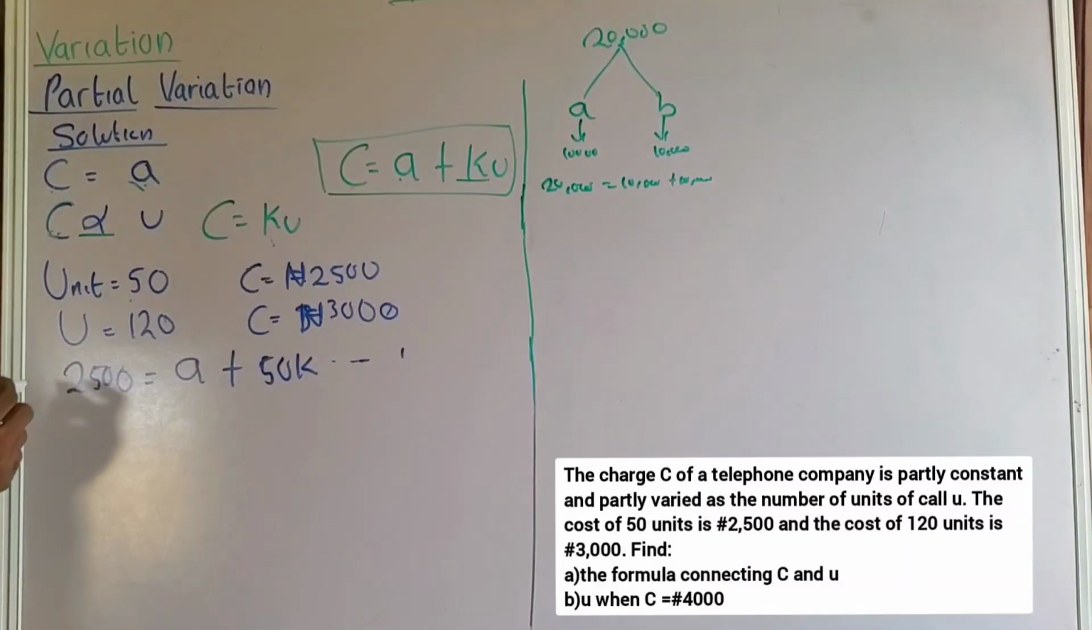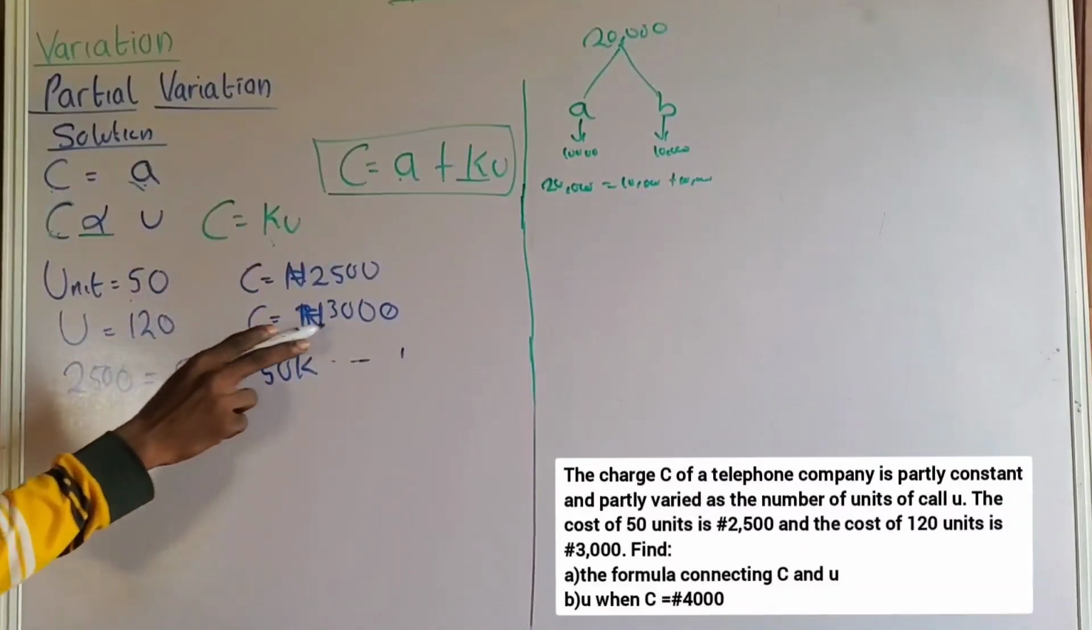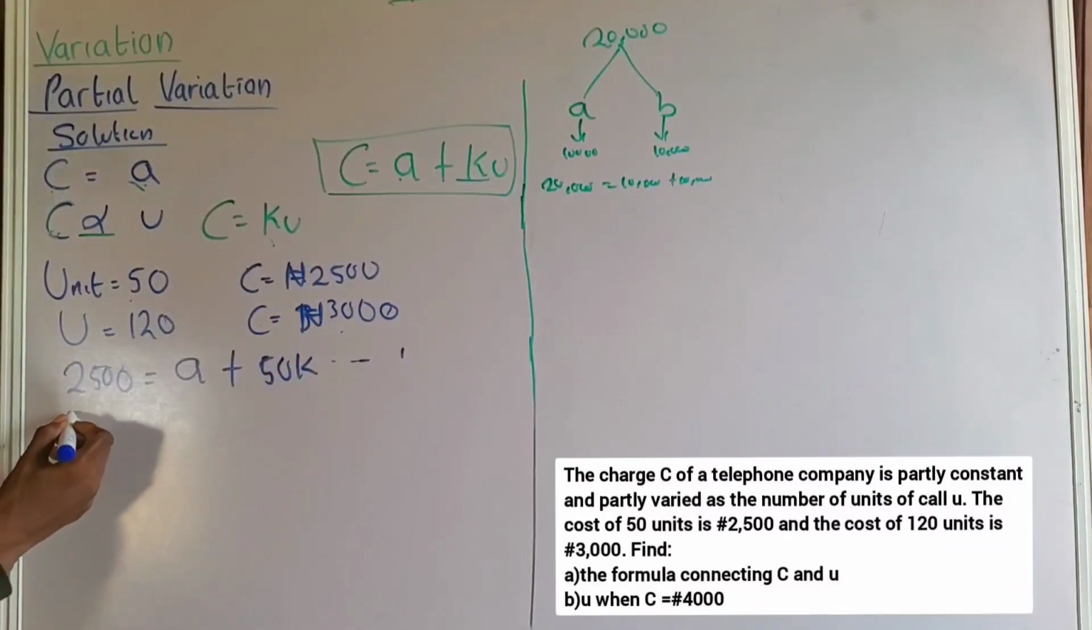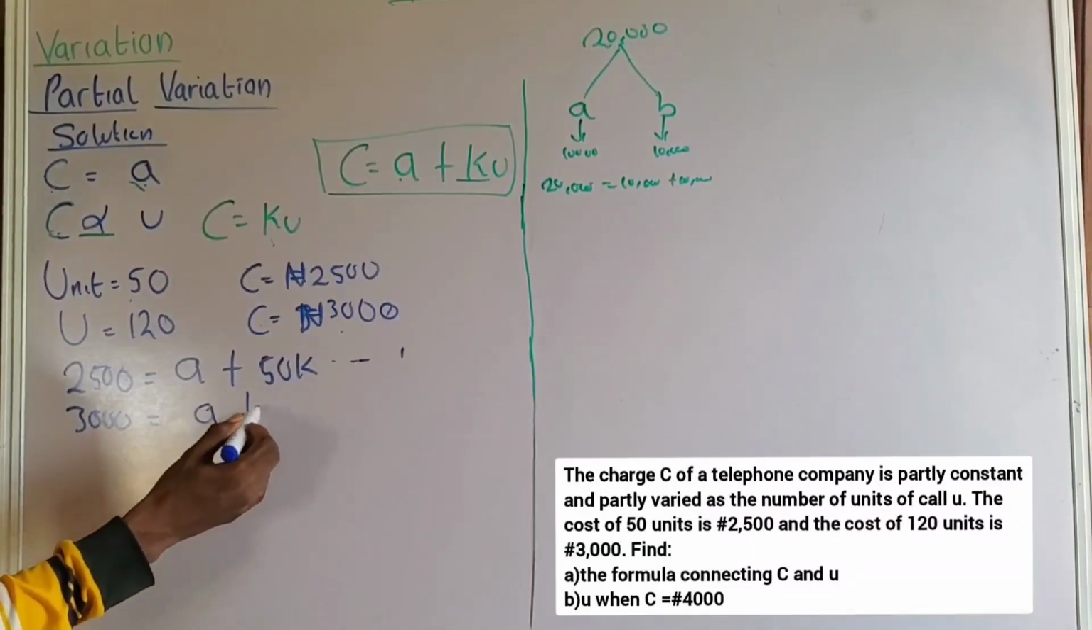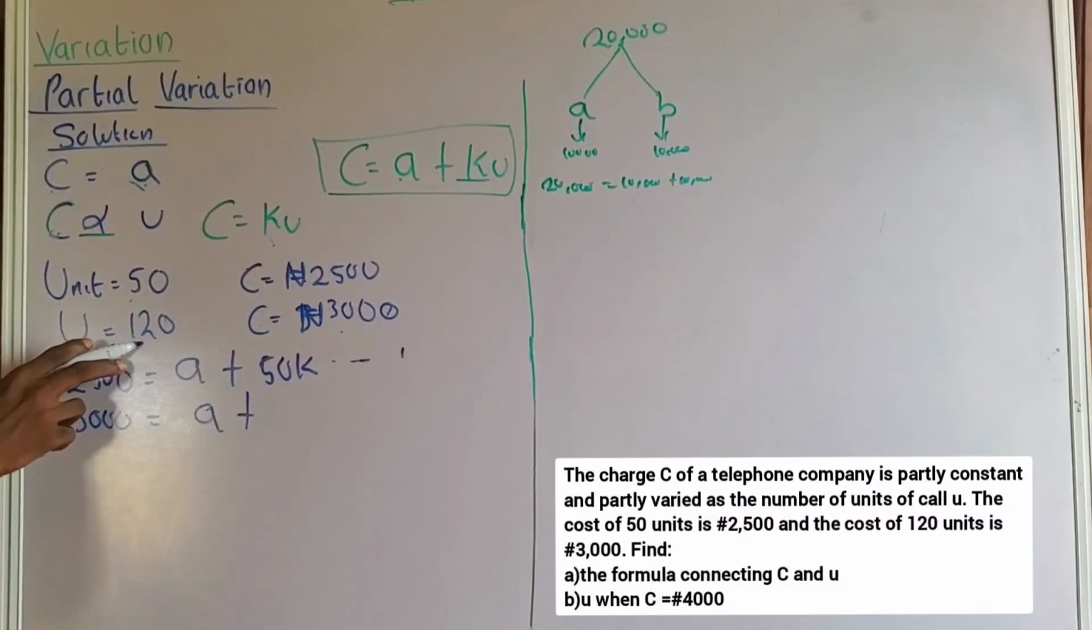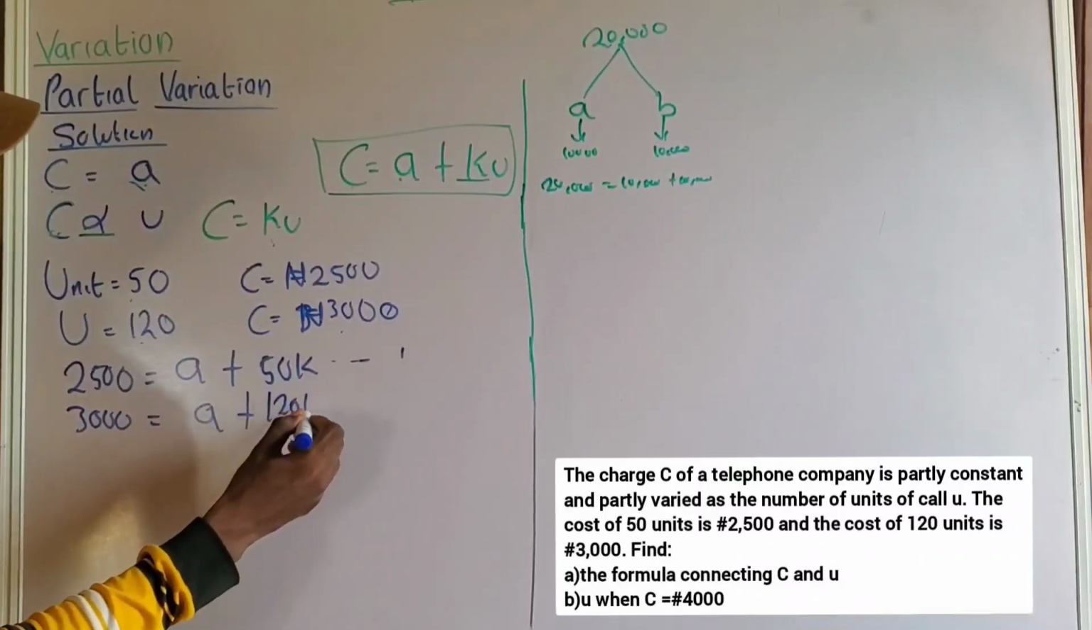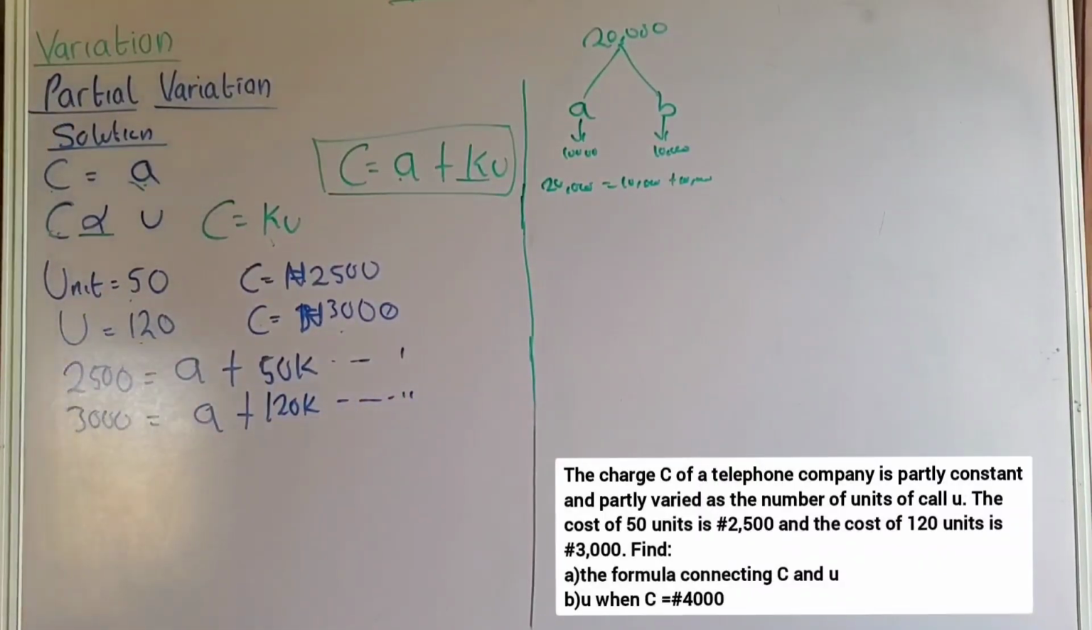Now for the second one, C is also 3,000 naira. So I'm going to have 3,000 equals, we don't know the value of A as well, A plus, now U is 120. So I'm going to have 120K. Call this one equation 2. Now from this point, you can determine the value of K and A by solving the equations simultaneously. Do you understand? We can use the elimination method to solve these equations.